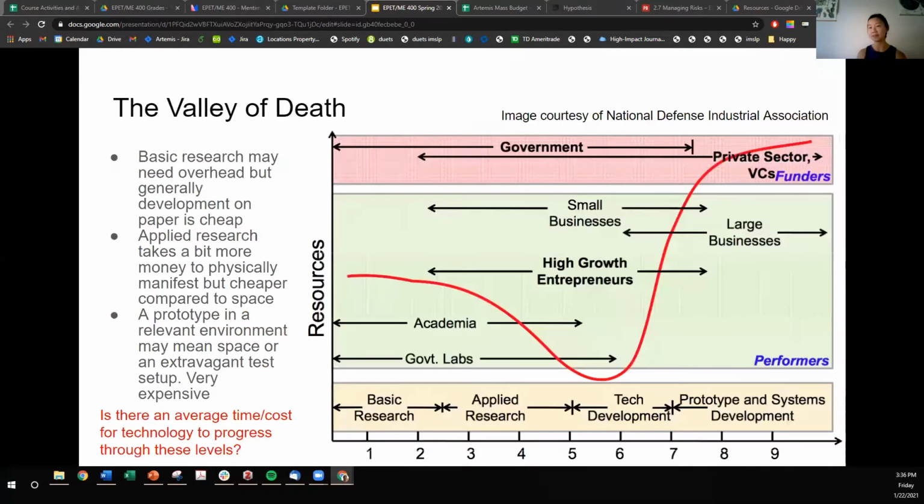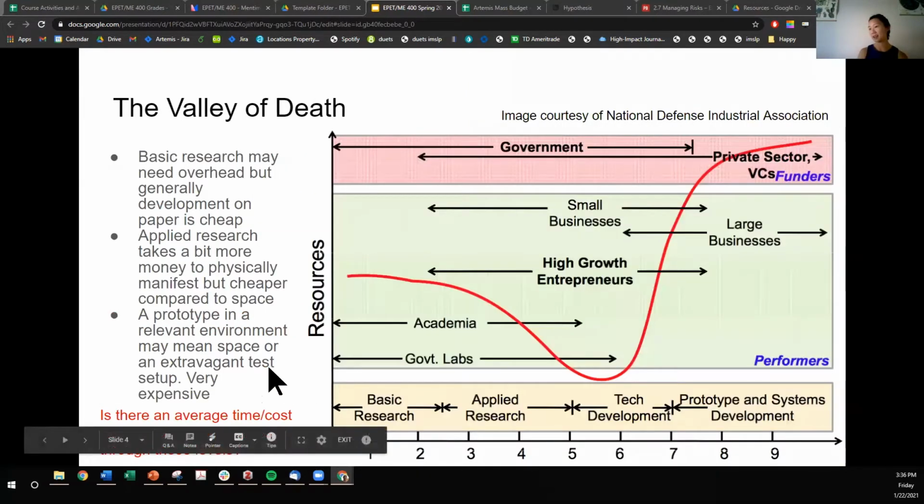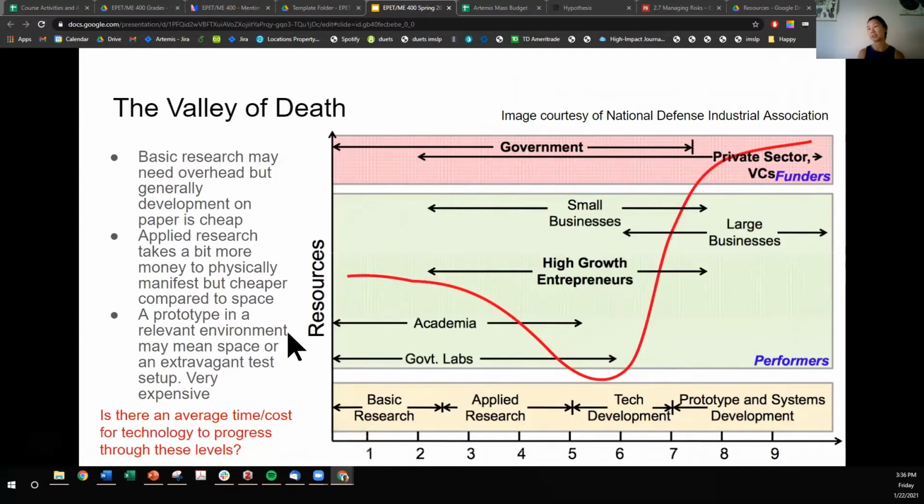exciting. The next question I got, which I love this question, is there an average time or cost for technology to progress through these levels? And it touches on a nuance of the way that technologies progress through maturity. So there's something called the Valley of Death, and this is prevalent for technologies not only in aerospace.